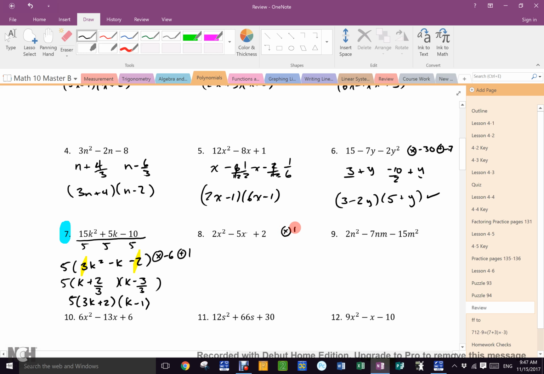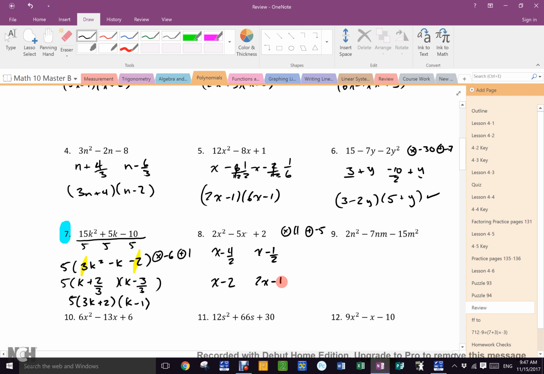Got to multiply to 10 and add to negative 5. So it's what? What are the factors of 4? Multiply to 4 and add to negative 5. So what are the factors? Negative 4 and negative 1, right? So it's x minus 4 over 2 and x minus 1 over 2. Simplify x minus 2 and 2x minus 1, right?